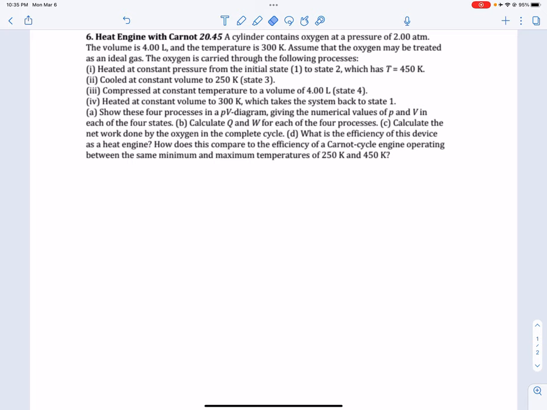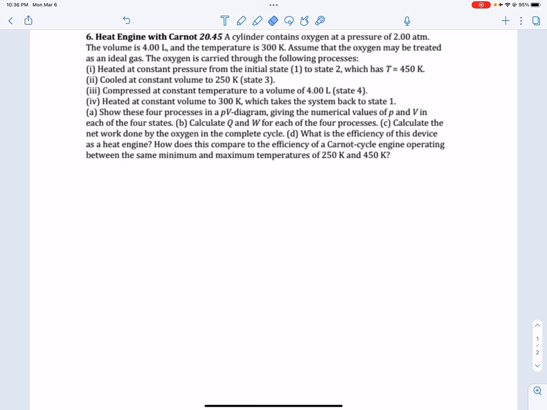It is heated at a constant pressure from the initial state in state 1 to state 2, which has a temperature of 450 Kelvin. It is then cooled at constant volume to 250 Kelvin, which is the volume at state 3. And then it's compressed at constant temperature to a volume of 4 liters, which is the volume in state 4. Then it's heated at constant volume to 300 Kelvin, which takes the system back to state 1.